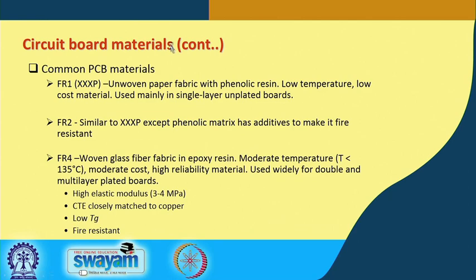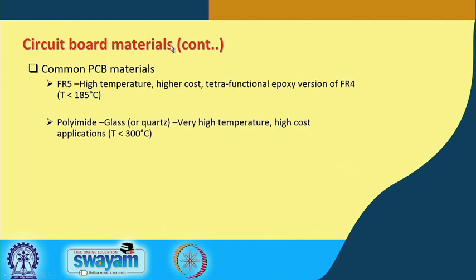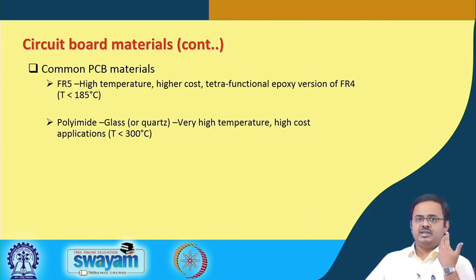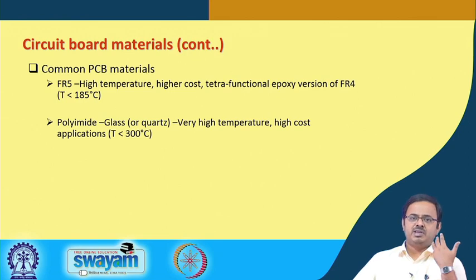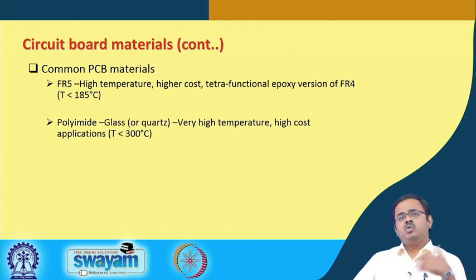And finally, there are also two of them, FR5. This is also high temperature, high cost tetra functional epoxy version of FR4. This can be applied to temperatures below 185 degrees centigrade. So, FR5 definitely is more costly, used for specialized applications. FR4, as I said, is most common. And finally, if you want to go really high temperature applications, polyimide glass or quartz.